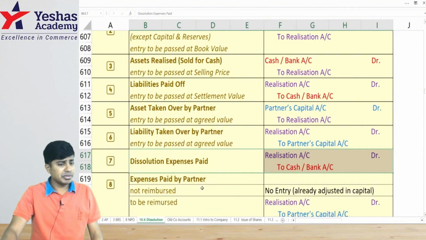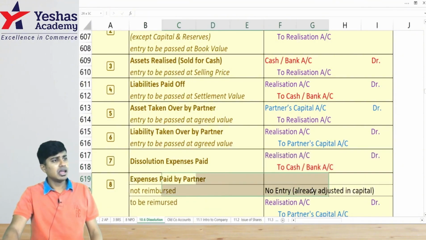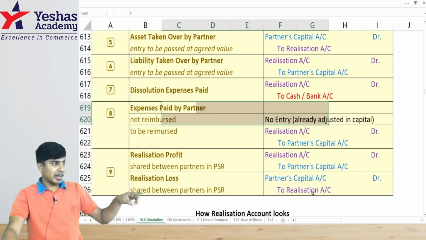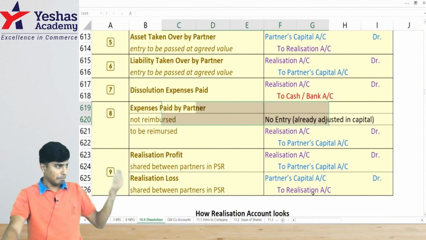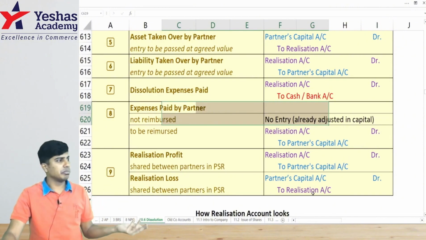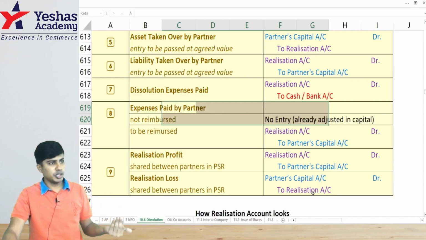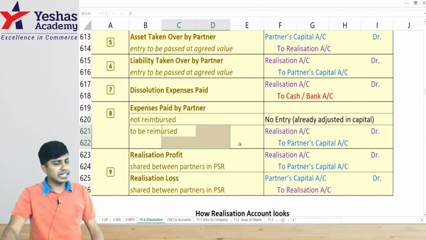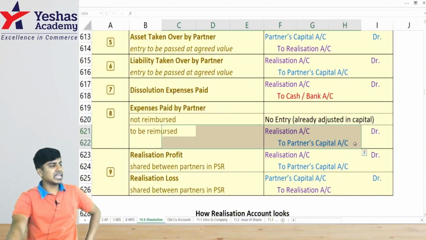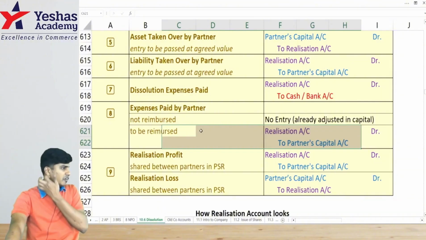What if the same realization expense is paid by the partner? If the partner pays, will the firm write an entry? Firm will say, no, I will not write. But if the partner has paid and we are supposed to pay the partner, then we'll write an entry. If the partner has paid on our behalf and we don't have to reimburse, then no entry. If we owe that money to the partner, partner's capital will increase. Credit partner's capital, debit realization. Entry will be realization account debit to partner's capital account. Everybody got this? What if there is profit in the process of realization?